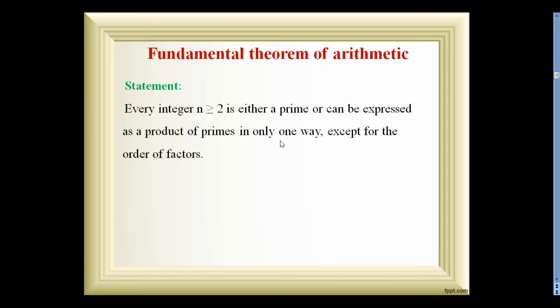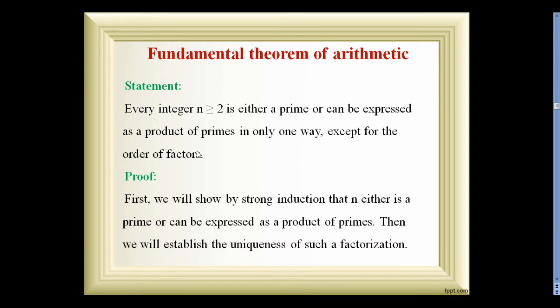Every integer n greater than or equal to 2 is either a prime or can be expressed as a product of primes in only one way except for the order of factors. So here every integer n has values greater than or equal to 2. 1 is not a prime, and we are taking from 2 onwards. Every n greater than or equal to 2 is either a prime or can be expressed as a product of primes in only one way, apart from the order of factors.